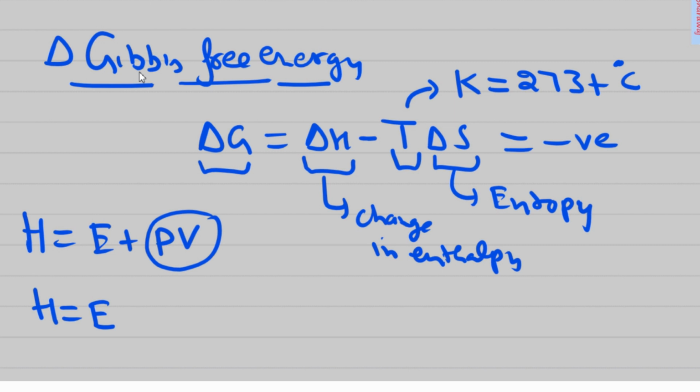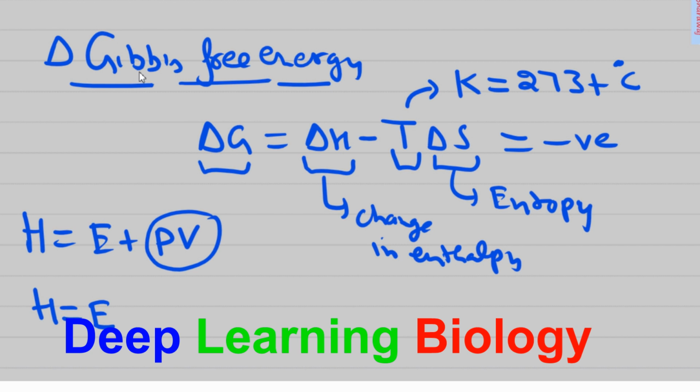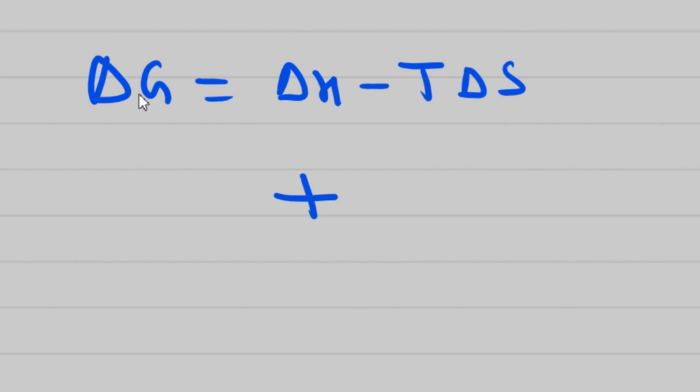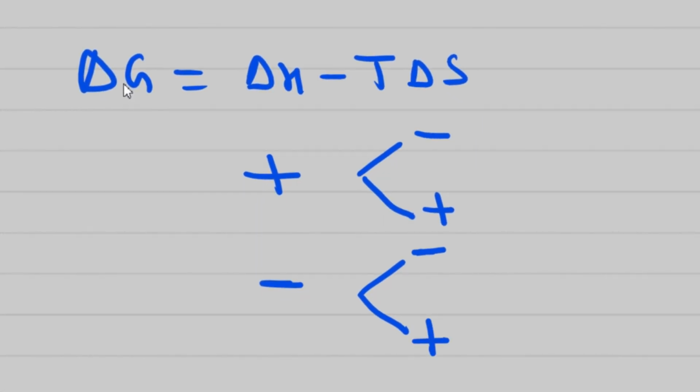Now we will see the different situations that can occur where you are going to have different values of delta G. Come to the relation delta G is equal to delta H minus T delta S. Let's suppose the value of delta H can be either positive or negative. In the same way, the value of delta S can be either negative or positive.